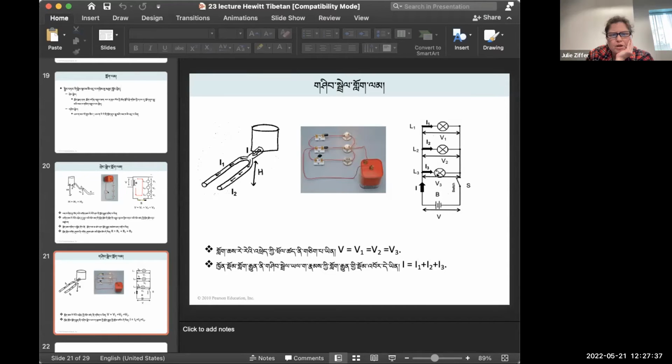Yes. So the potential drop for each one of these, it goes from the battery, the high of the battery, down to the low side of the battery, and they are all equal. What do you mean by equal? The value of the voltage drop for each of these is going to be equal to the voltage drop of the battery.